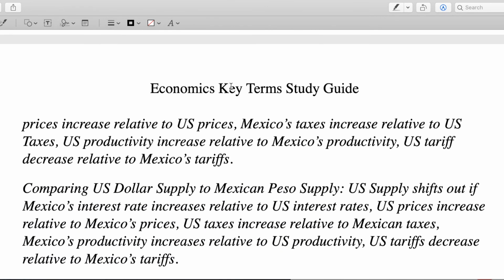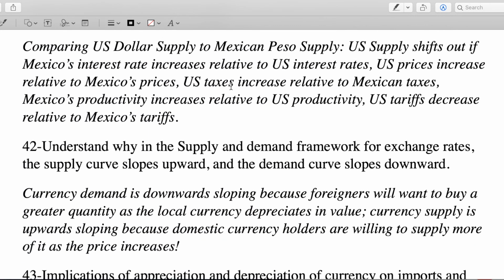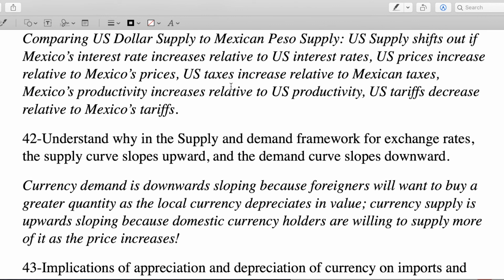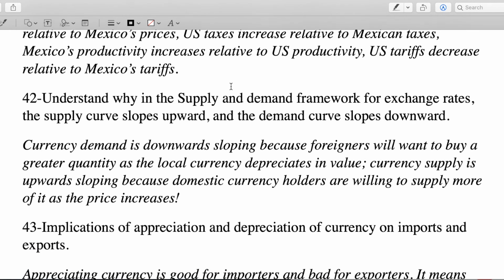Comparing U.S. dollar supply to Mexican peso supply, U.S. dollar supply shifts out rightward if Mexico's interest rate increases relative to U.S. interest rates, U.S. prices increase relative to Mexico's prices, U.S. taxes increase relative to Mexico's taxes, Mexico's productivity increases relative to U.S. productivity, and U.S. tariffs decrease relative to Mexico's tariffs.